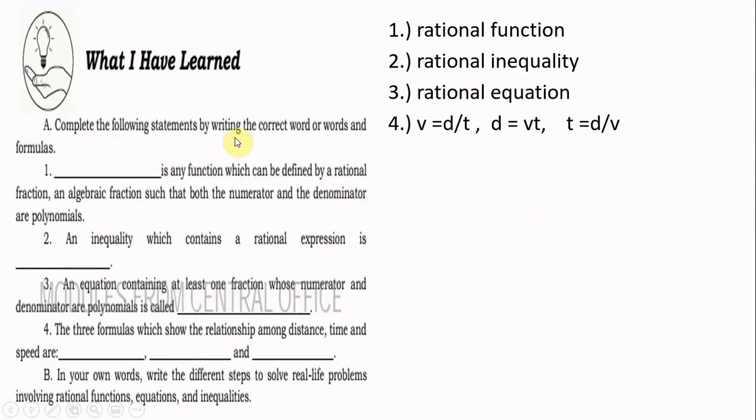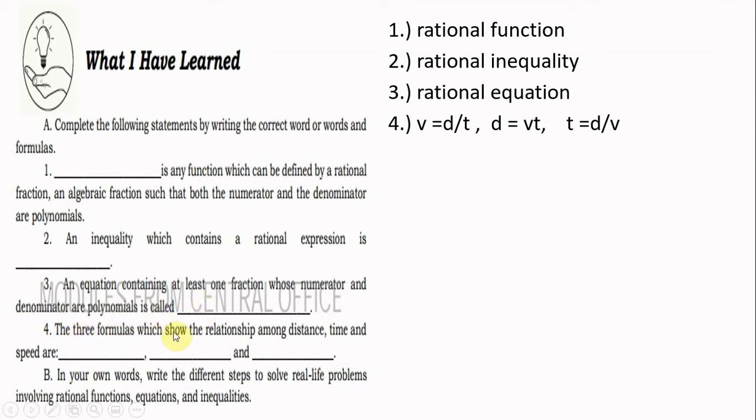Okay, what I have learned. Complete the following statements by writing the correct word or words and formulas. Number one, any function which can be defined by a rational fraction, an algebraic fraction such that both the numerator and denominator are polynomials, we are referring to a rational function. Number two, an inequality which contains a rational expression is a rational inequality. An equation containing at least one fraction whose numerator and denominator are polynomials is called a rational equation.